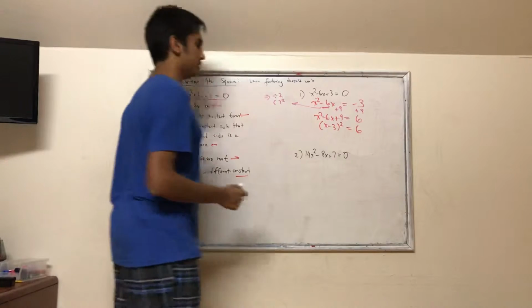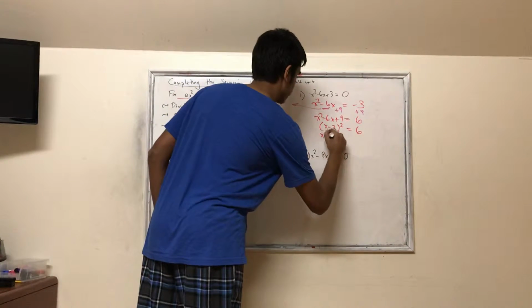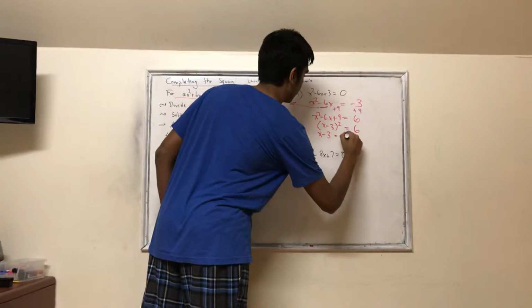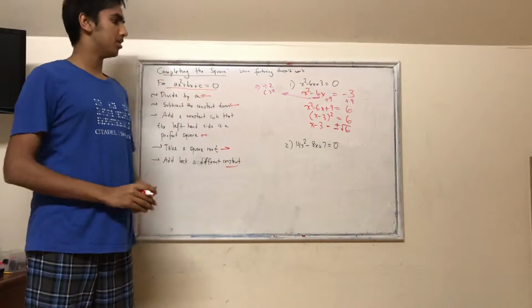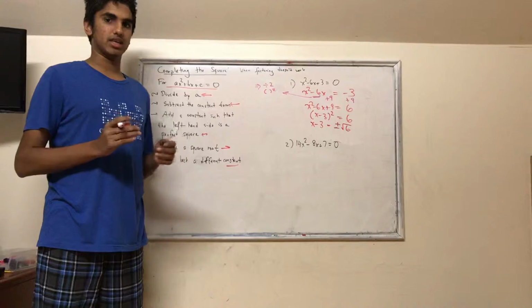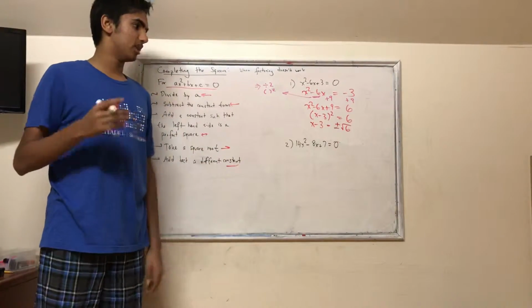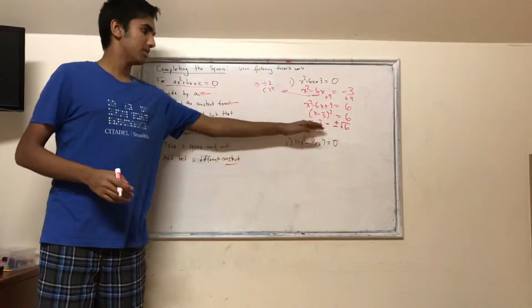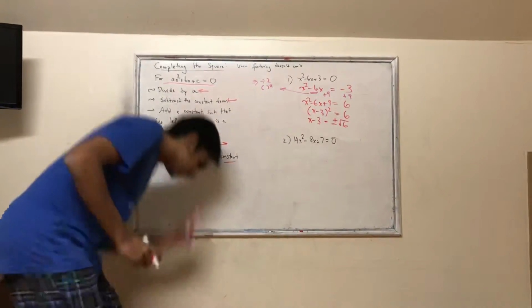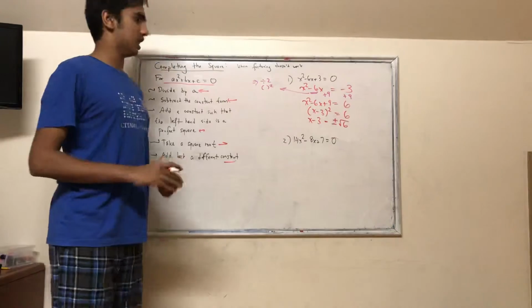So when we take the square root, we get x minus 3 equals positive or negative root 6. Why can it be positive or negative? Well, if you square either, you're going to get 6. So if x minus 3 is negative root 6, you're still going to get 6 for x minus 3 squared. And same thing for positive root 6. And this is where our two solutions come in for quadratics.